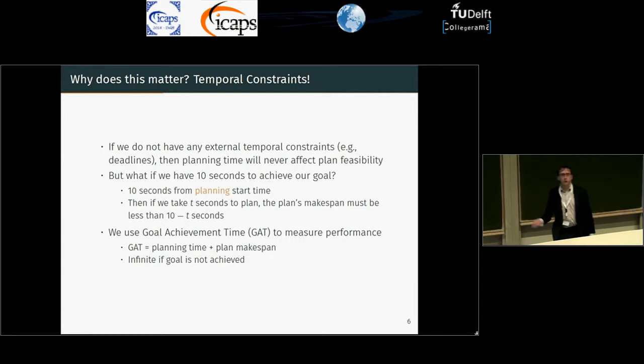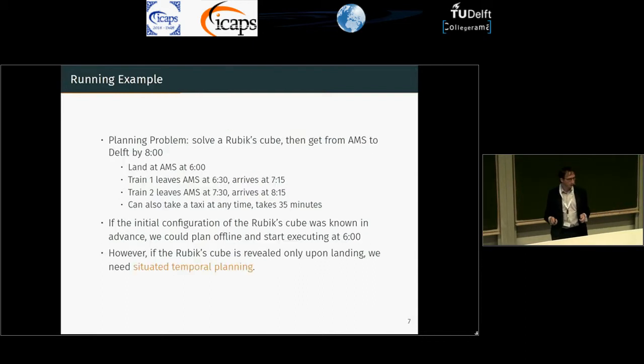So we'll talk about the goal achievement time as the time spent planning plus the time taken to then execute the plan. And if that's infinity, that means we couldn't actually achieve our goals within the temporal constraints we had.